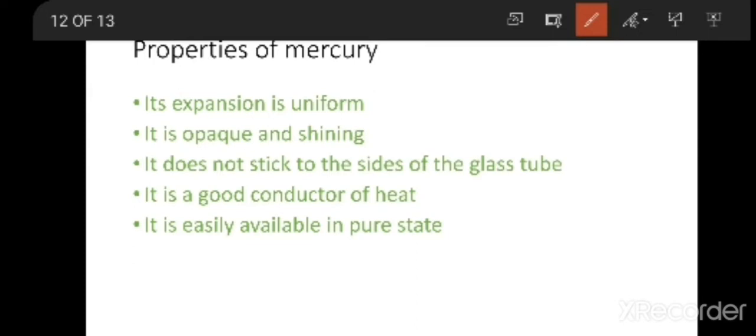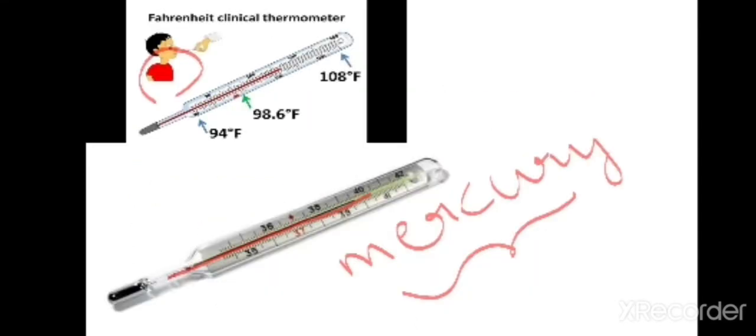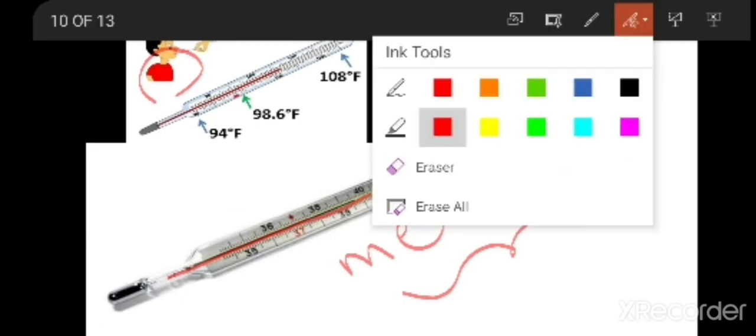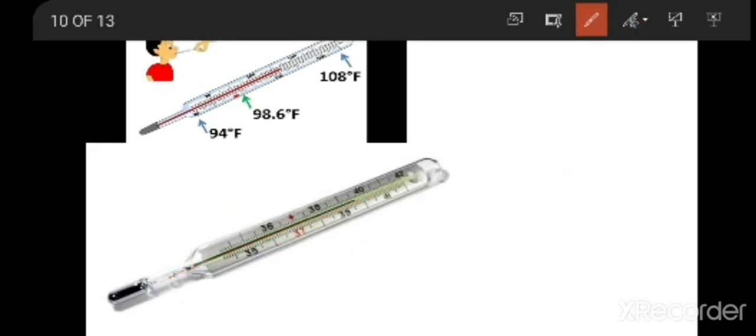What happens if you use water? If you see the thermometer, its glass is transparent, and water is also transparent. Here an illusion will be created. You cannot get an accurate reading because both will be transparent. Water will be transparent as well as the thermometer also will be transparent.